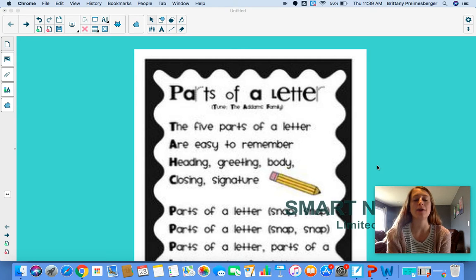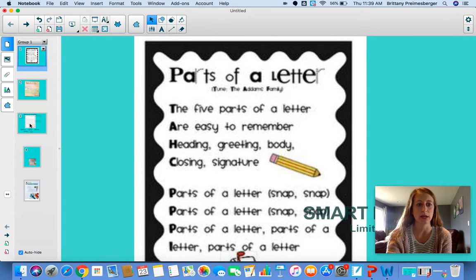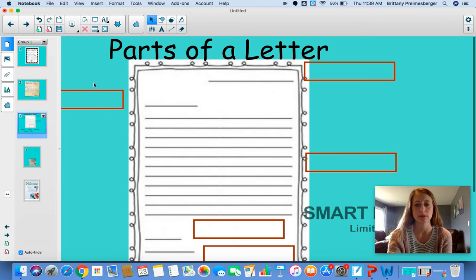You may have done some letter writing in your classroom or maybe during this distance learning, but in case you're unsure of what the lines mean on the letter that we sent home, you should have gotten some letters that look like this at home. And I want to tell you what all these little lines are. There's a bunch of different parts of a letter.